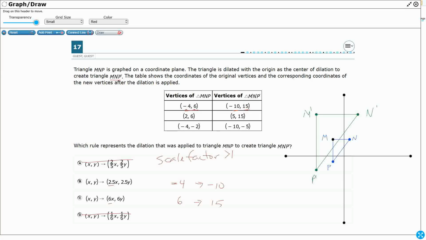The scale factor is going to be the new prime coordinate as the ratio over the original component. So 15 over 6 or -5 over -2, which is 5 halves, which is 2.5. So our answer here is B.